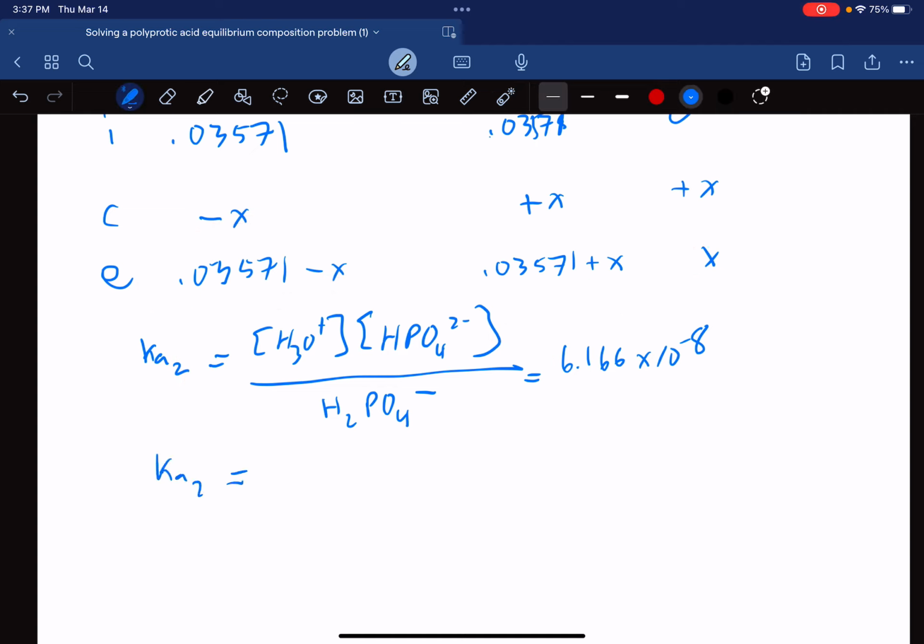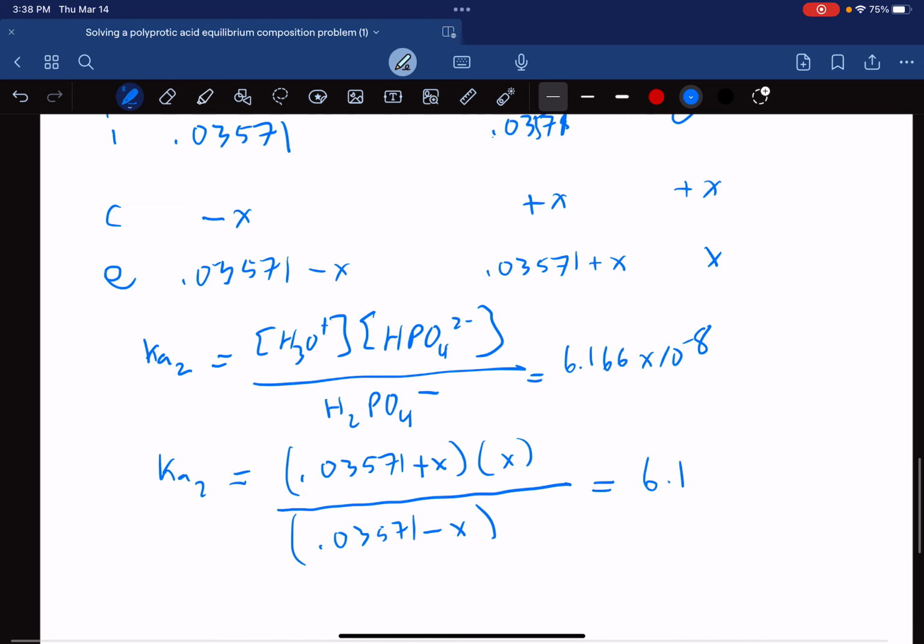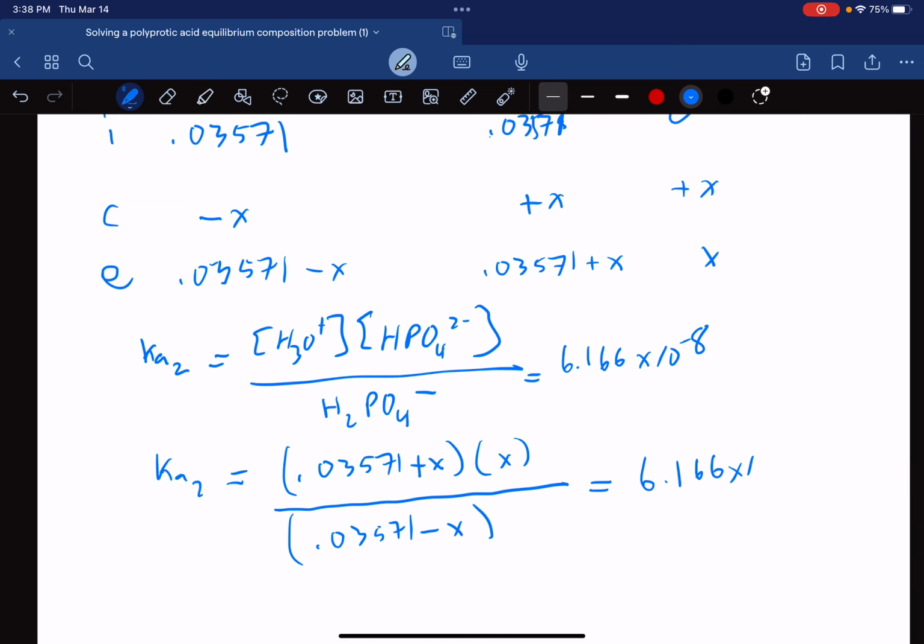Ka2 is equal to 0.03571 minus x times x all over 0.03571 plus, sorry, I did a minus x here, but what I really meant to do is a plus x here. Sorry if that confused you. I'm not going to bother going back and fixing that. It is equal to 6.166 times 10 to the negative 8.